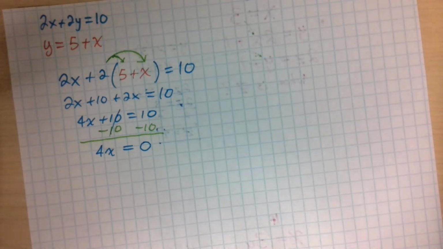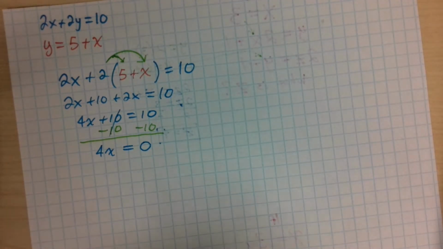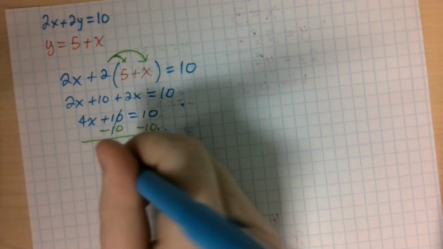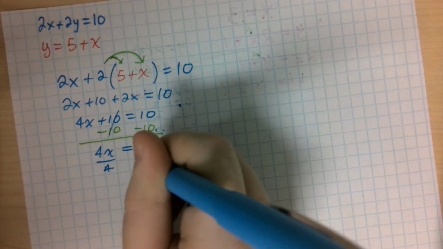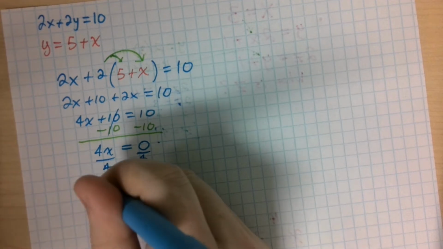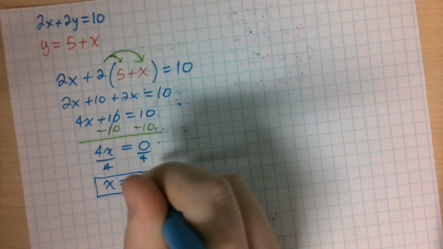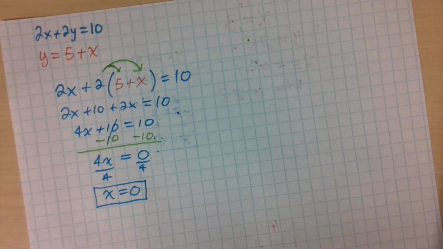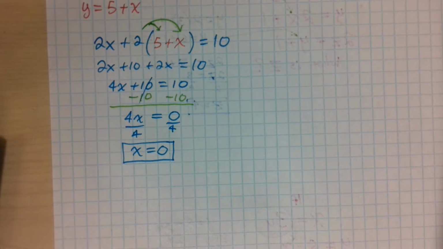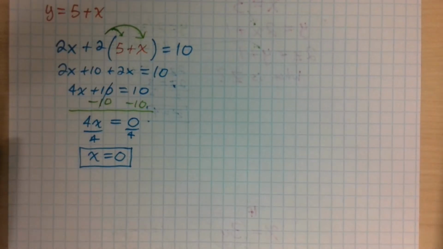10 minus 10 is 0. Don't worry if you get 0 for one of your answers. It is possible. In fact, if we divide both sides by 4, we will find that it's simply x equals 0. That's one of the coordinates of your point. That's your x-coordinate. It just means that our point is going to be somewhere on the y-axis. So that's nothing too special.